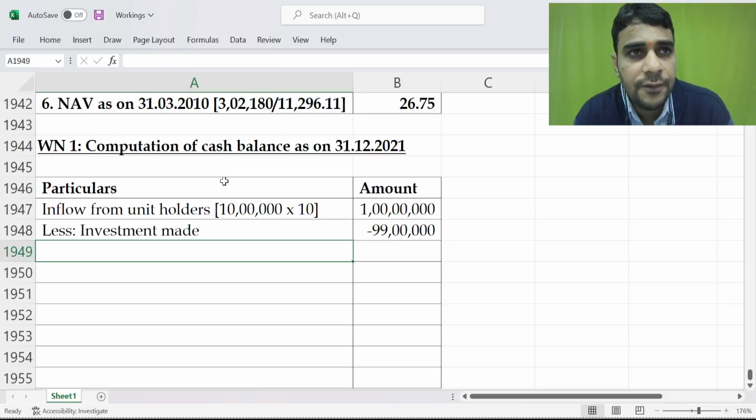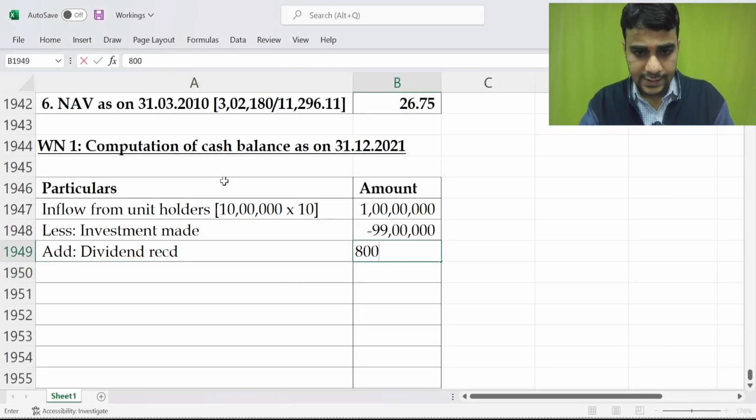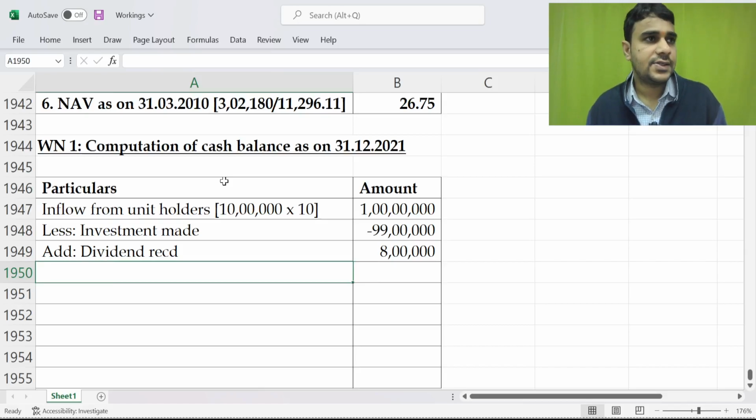Read the question, tell me if any inflow comes, dividends, interest received, interest paid, any inflow or outflow. What is the next inflow or outflow? Add dividend received, 8 lakhs. Dividend received is 8 lakhs.